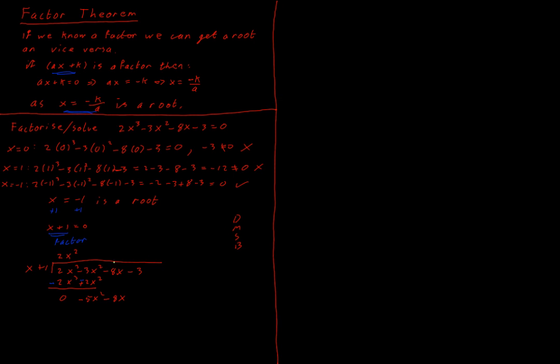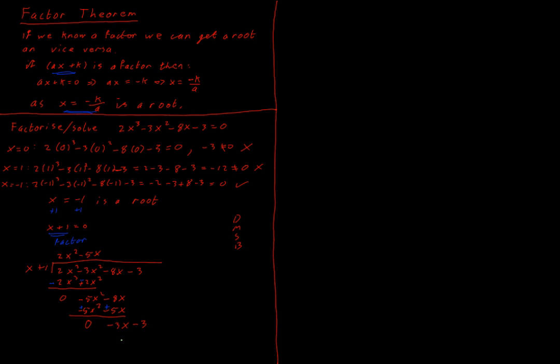And then we've gone through the whole process, so we start again. X divides into minus 5x squared minus 5x times. Multiply minus 5x by x is minus 5x squared. Minus 5x by plus 1 is minus 5x. Subtract. If I'm subtracting a negative, I end up with a positive in both cases. And I end up with minus 3x.